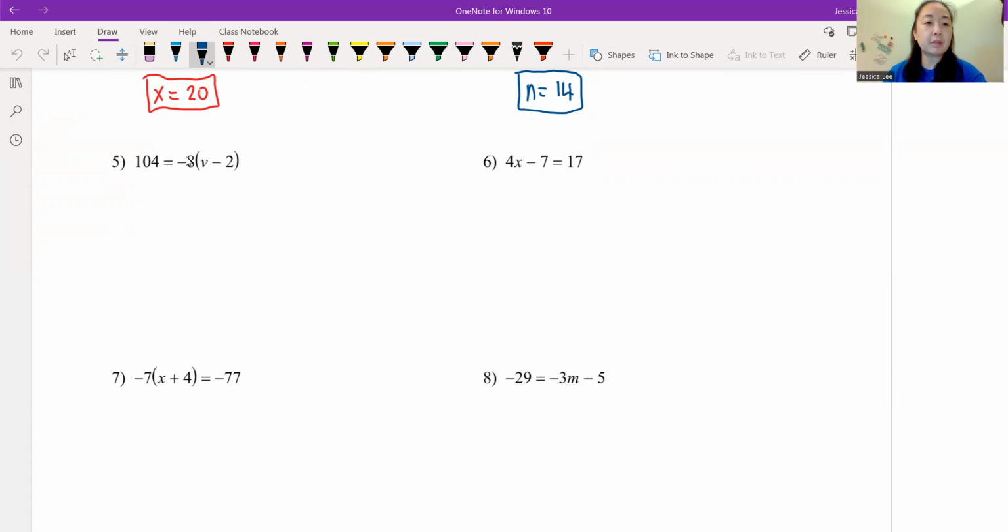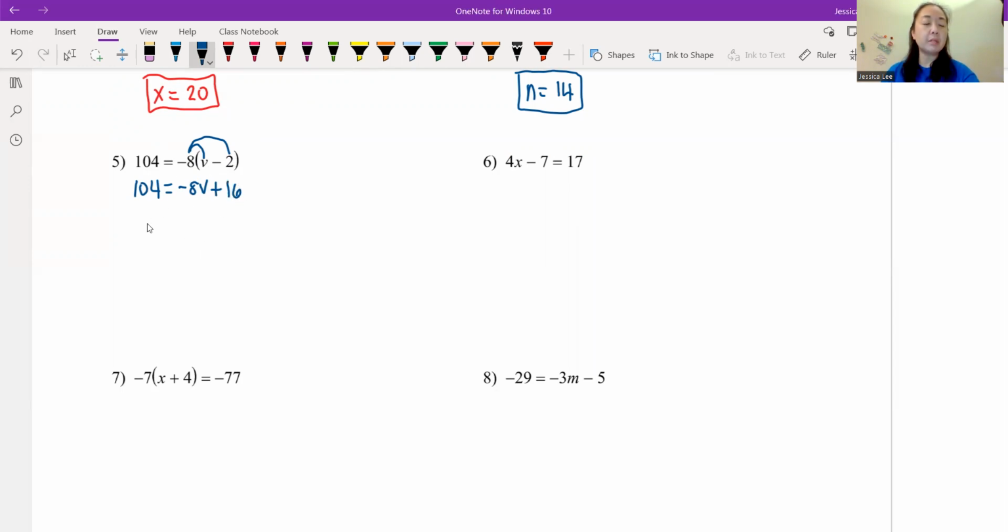All right, so the first method, if you have parentheses, is you want to get rid of them, so you're going to distribute. I'm going to just copy down 104 because we're not using that right now. We're going to distribute this negative 8 with everything inside the parentheses. So negative 8 times v is negative 8v, and then negative 8 times negative 2. Remember, minuses and negatives are kind of interchangeable. We're going to consider them to be the same thing. So negative 8 times negative 2 is going to be positive 16, or we're going to say plus 16.